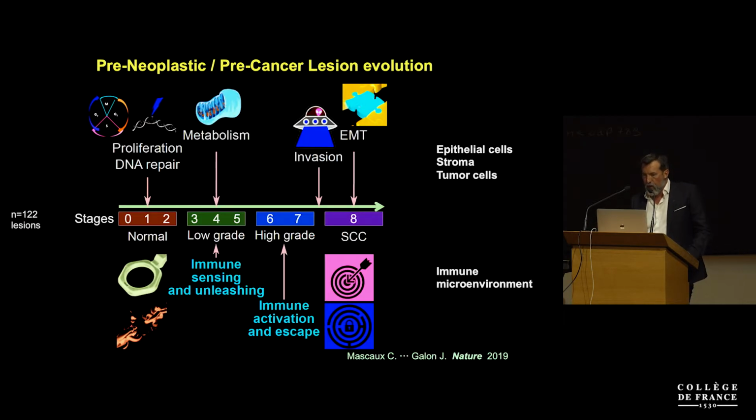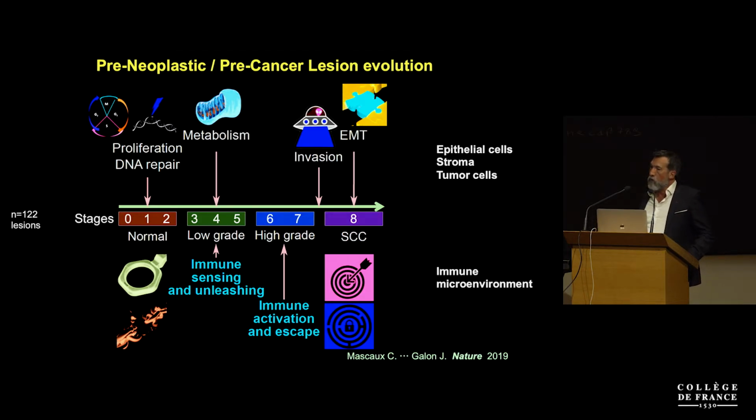And if we summarize these findings, in fact, based on molecular profiling, there are not these 8 stages, but rather 4 main stages: normal or close to normal, low-grade, high-grade dysplasia, and then cancer. In terms of epithelial changes, proliferation and DNA repair are first affected, then metabolism changes, and very late, at the stage of cancer, EMT transition.